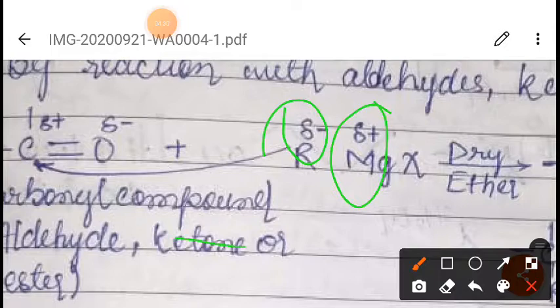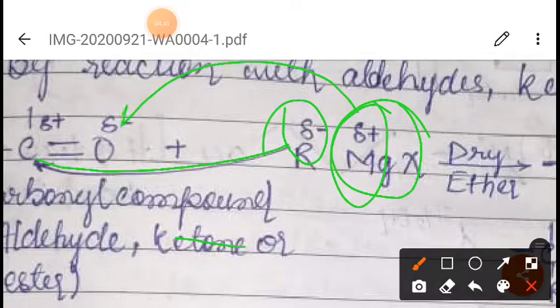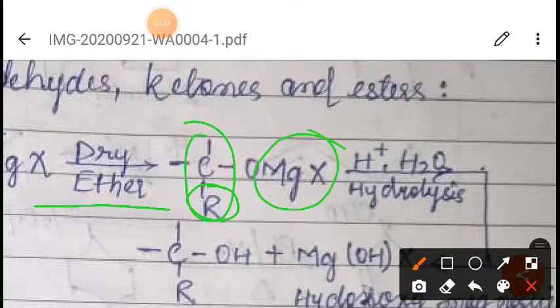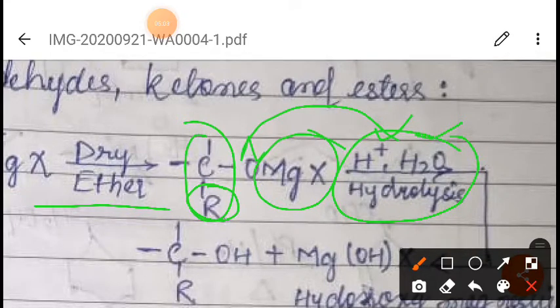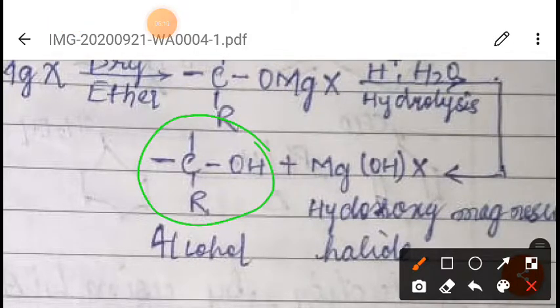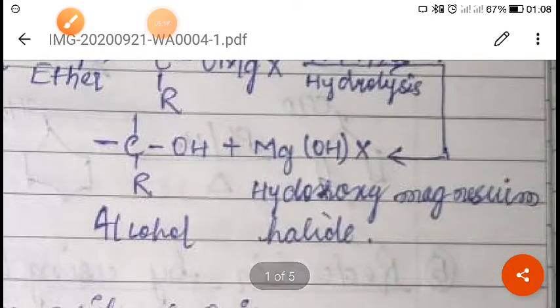As we all know, positive goes to the negative side and negative goes to the positive side, so this R will attack this carbon, and this MgX will attack the oxygen. The product will be like this: R has come and attached to carbon, and MgX has attached to the oxygen. Now we hydrolyze this, which is very simple. When we hydrolyze with H2O, the hydrogen will attack the oxygen and MgX will come out from the reaction. This is the end product, and MgOH X comes out from the reaction. This is a hydroxy magnesium halide.